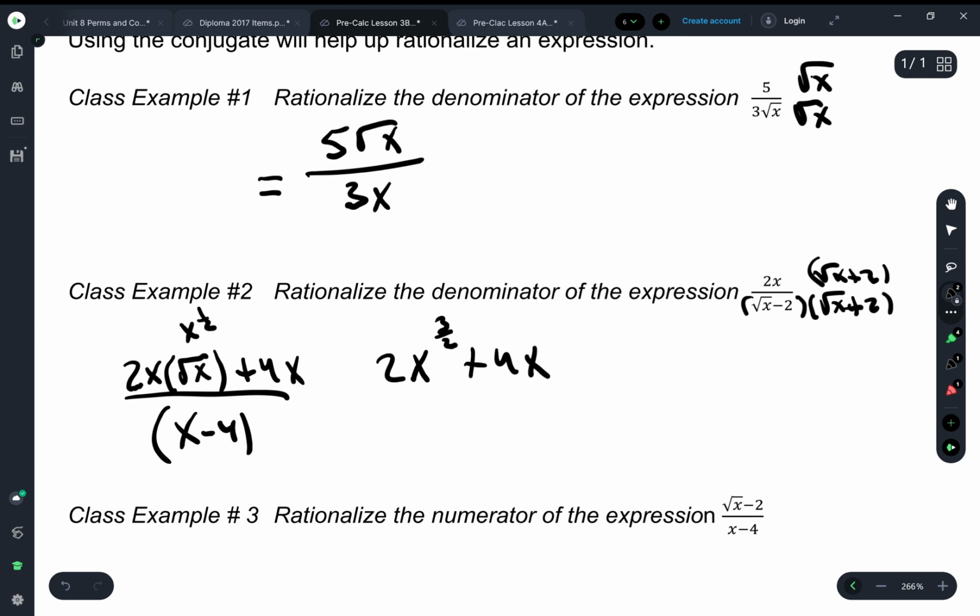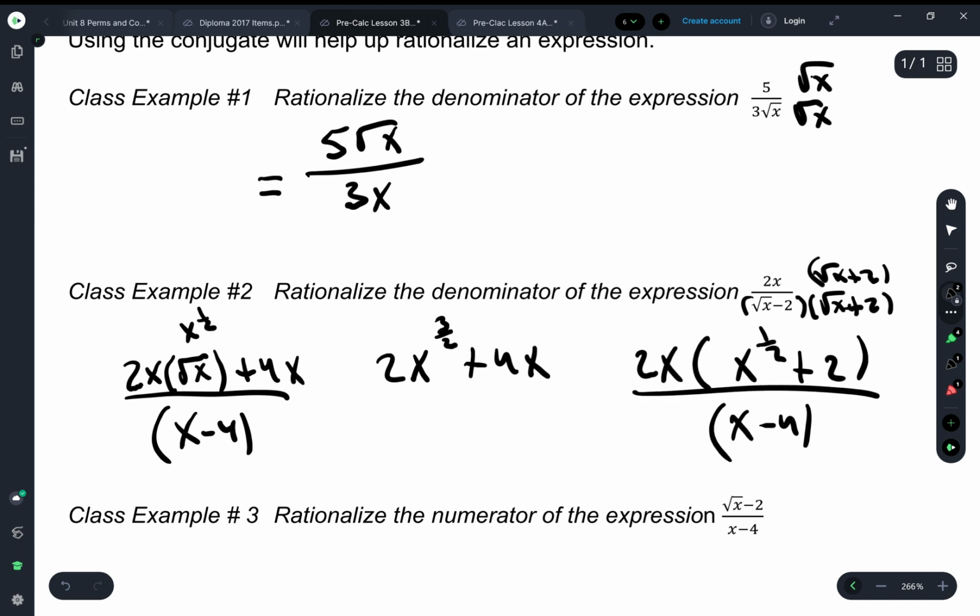And you see they both have a 2x in common now, so to finish here we can pull a 2x out. We can make that x to the 1/2 plus 2, all over the x minus 4. So that's the simplest you can do for example 2.